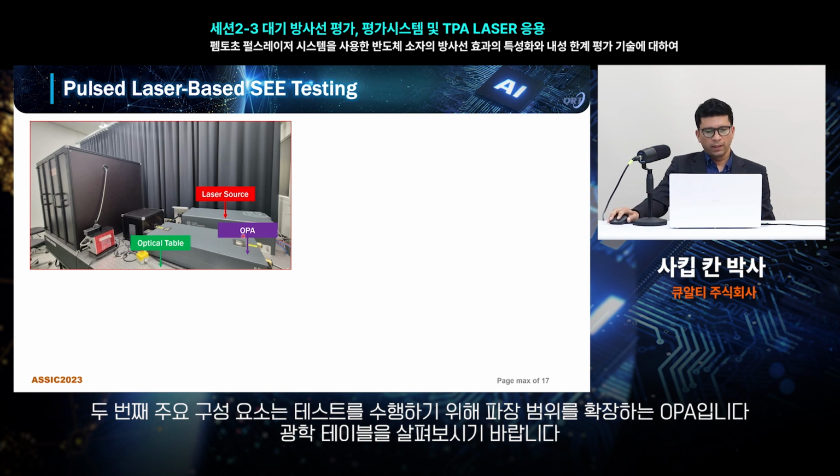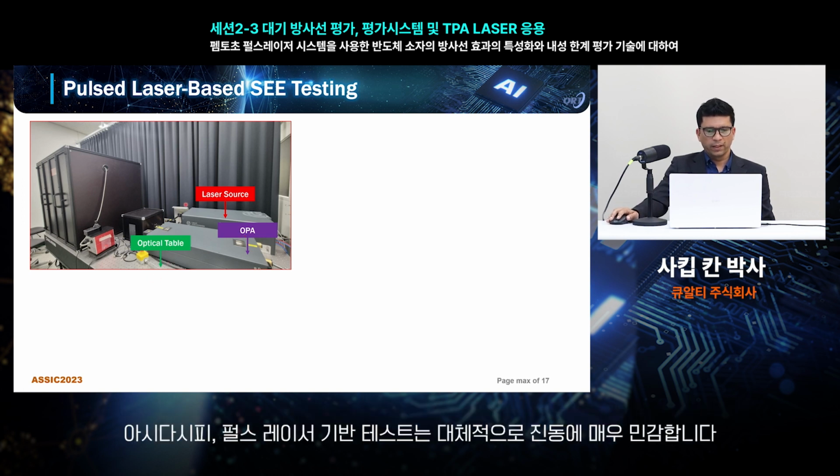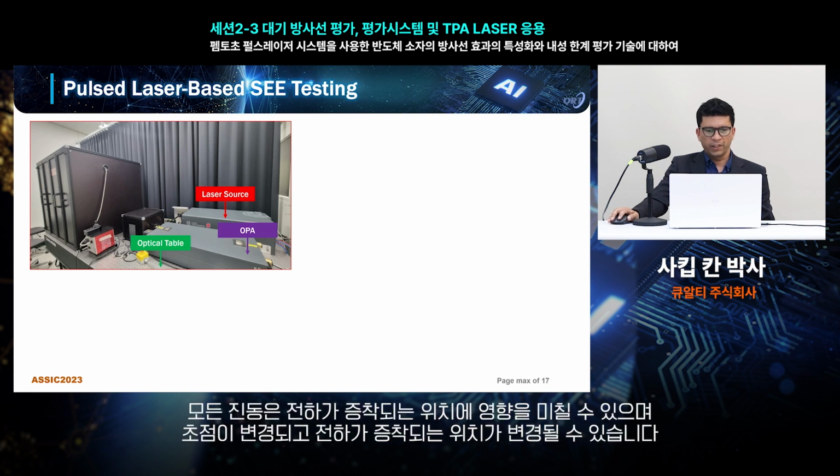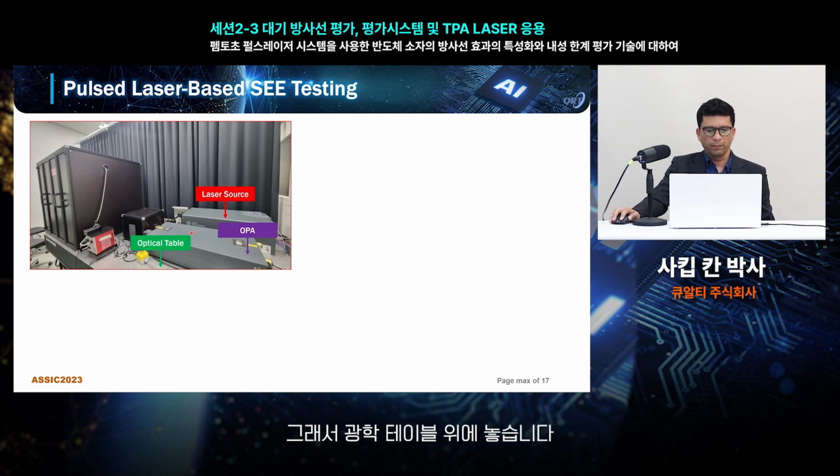This is the optical table. As you know, this pulse laser based testing is very sensitive to vibration. Any vibration could affect where the charge is deposited. It can cause the focus to change, and the location of the charge where it is deposited could change. So it's placed on the optical table.